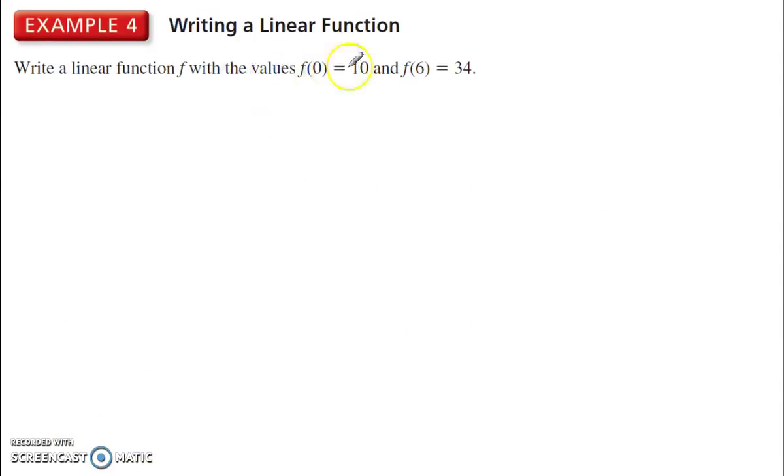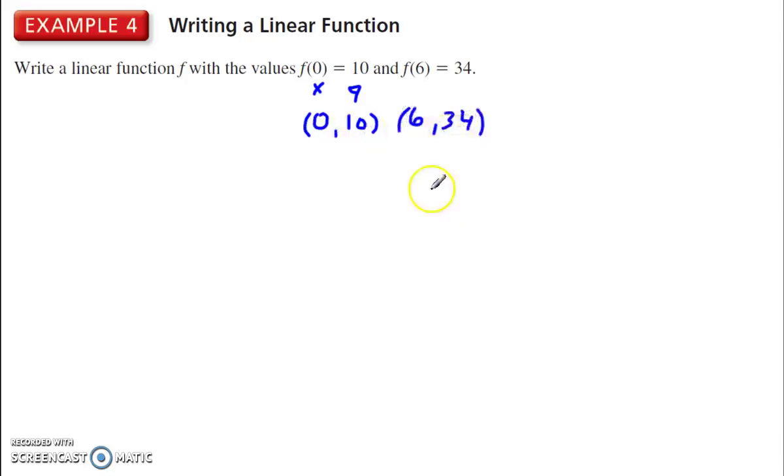All right, writing a linear function. So we've been given this in function value terms. Write a linear function f with the values f(0) = 10 and f(6) = 34. Now remember that f of something was just a nickname for y. So it says y equals 10, right? So this is y, the 10. F of x, in parentheses, that's the x, right? So I can write an ordered pair (0, 10). And then here I can write an ordered pair (6, 34).